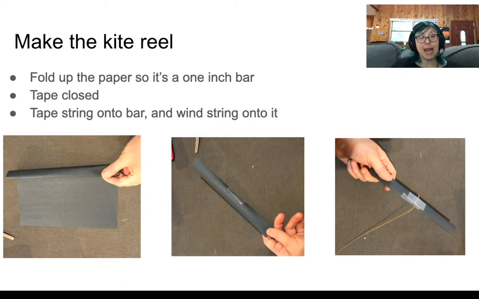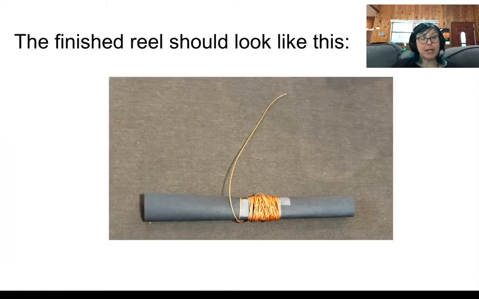Then you're going to tape one end of your string onto that bar, and then we're going to wind our string onto it. So this is what it's going to look like when it's done. We now have that other end that's loose, and we're going to be tying that to our kite when we're done. So let's keep going.